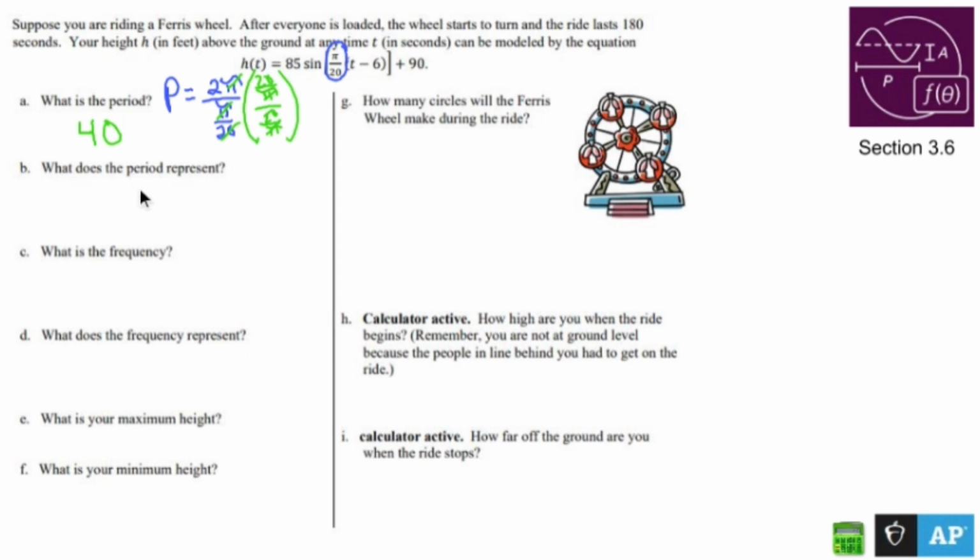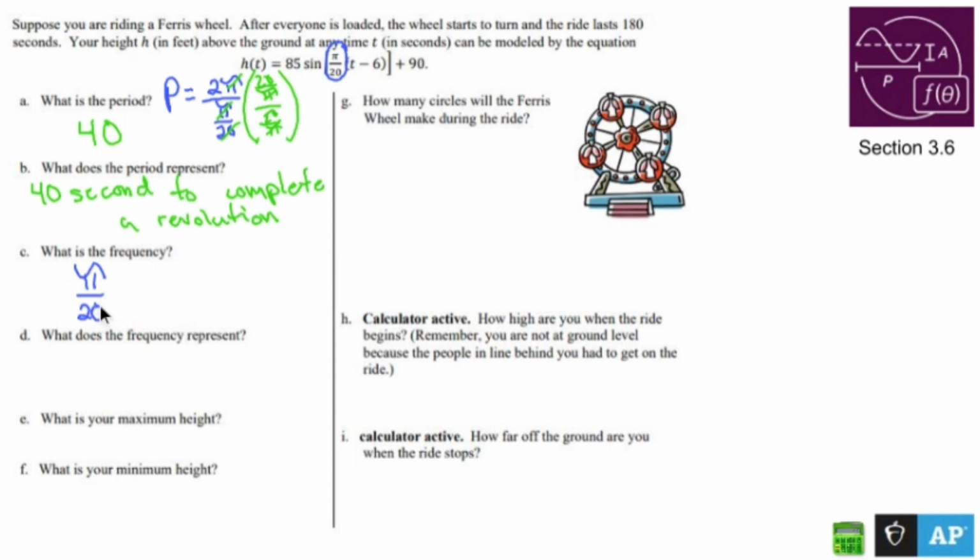So what does the period represent? Well, the period represents the fact that it takes 40 seconds to complete a cycle, or in this case, a revolution. What is the frequency? Well, the frequency is just that number right there, pi over 20.